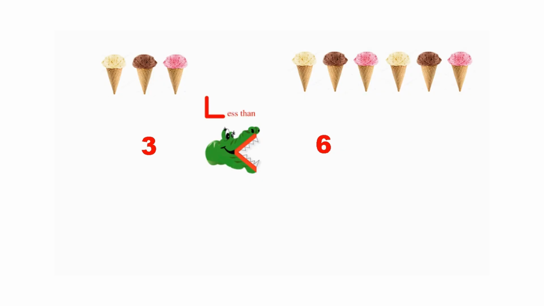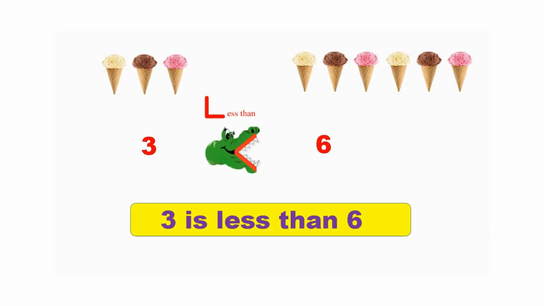Now let us see. Yes. Now you can see that the crocodile is facing towards the greater number. That means now we can see that 3 is smaller, 3 is less. So we can read it as 3 is less than 6. T-H-A-N, than. L-E-S-S, less.